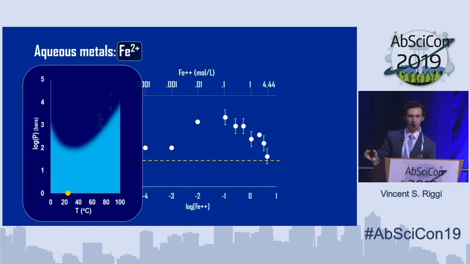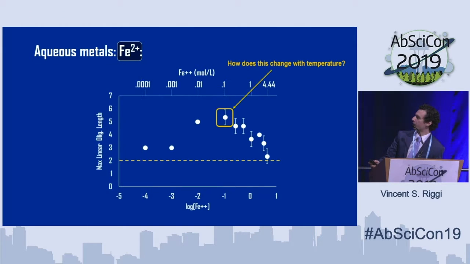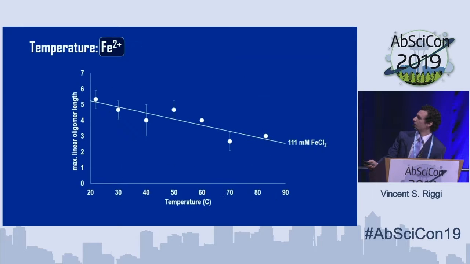We don't want to be stuck, so we explored this optimal concentration over temperature as well, just like we did for calcium. And we get a nice linear relationship with temperature. But this time, all of these experiments are above our baseline, our negative control here. So even at our highest temperatures, we're still seeing an enhancement of oligomerization.